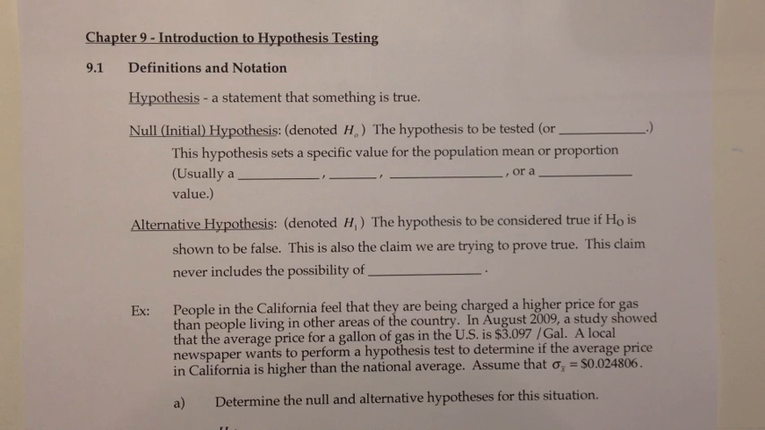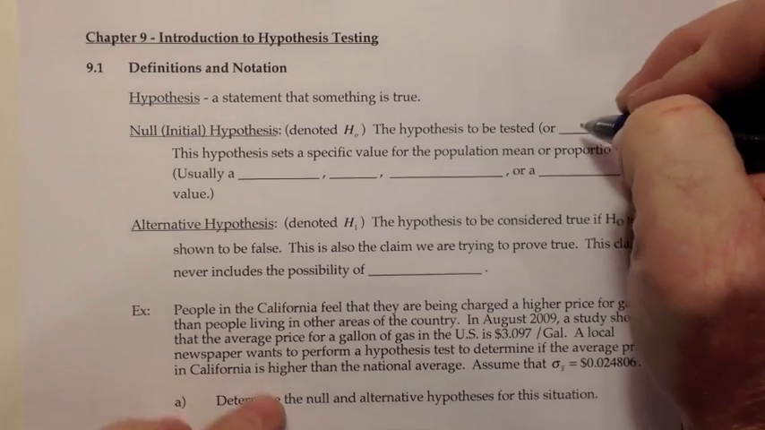In a hypothesis test, there's two different kinds of hypotheses involved. One of them is called the null hypothesis, or sometimes you could consider it to be the initial hypothesis. That's denoted by an H with a subscript of 0, or H sub 0. And this is the hypothesis to be tested, and by that we mean challenged.